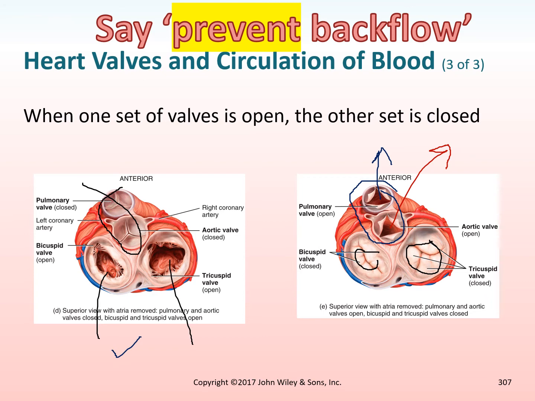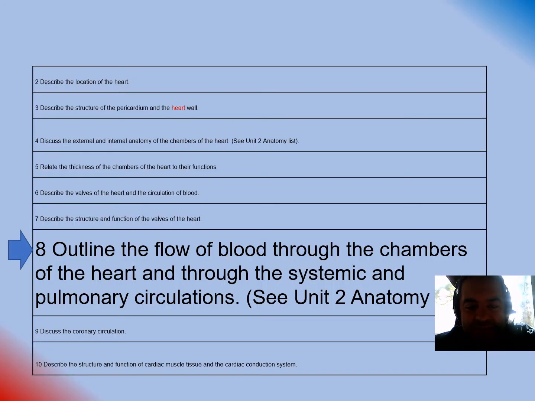And between the first and second heart sounds, the blood is gushing out of the ventricles. So if you could almost hear it, it empties and fills, empties and fills. Outline the flow of blood through the chambers of the heart and through the systemic and pulmonary circulations. Again, you can see the Unit 2 anatomy list for the names of those blood vessels, such as aorta, brachiocephalic arterial trunk, axillary artery, etc.